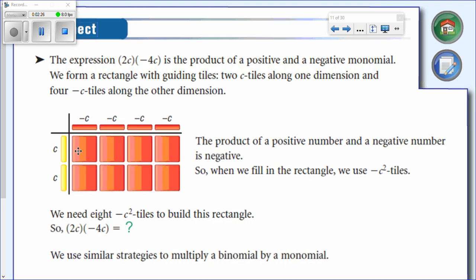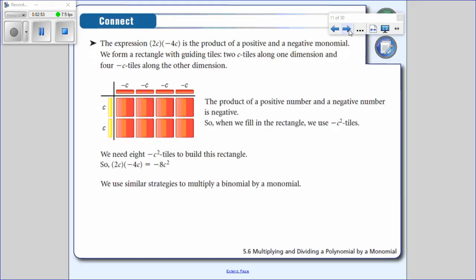Here we go. So we filled it in. And they're all red because they represent a positive times a negative, positive times a negative, right? That's what each of these is showing you. This times this is that, this times this is that, this times this is that, and so on and so on. Okay, so those are all negative. So 2c times minus 4c is going to be minus 8c squared.